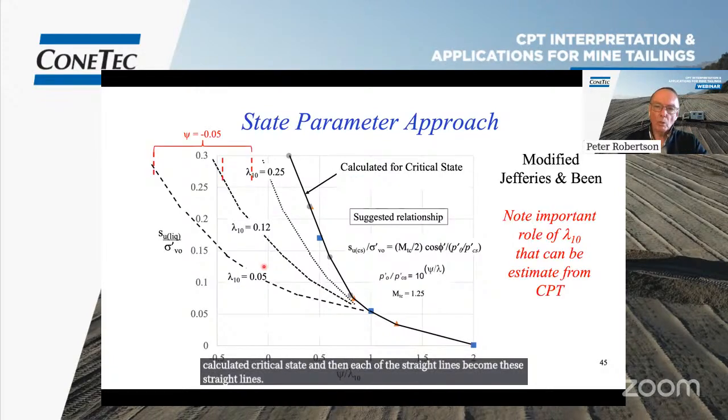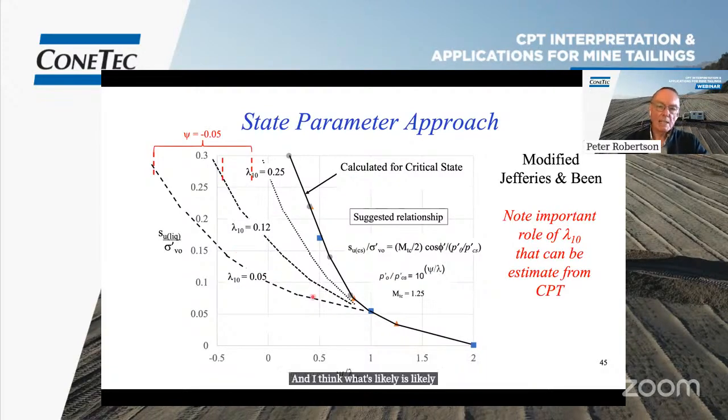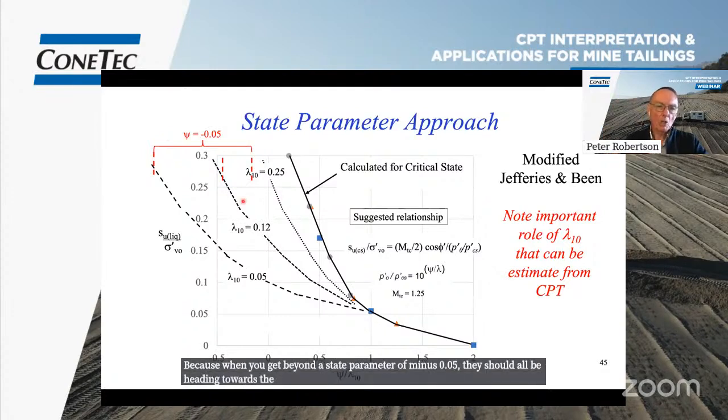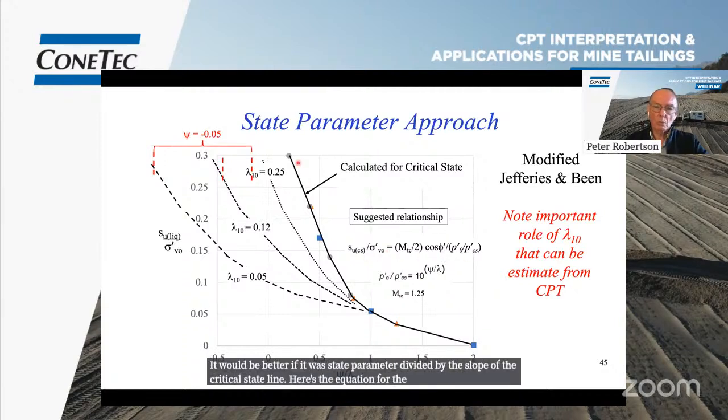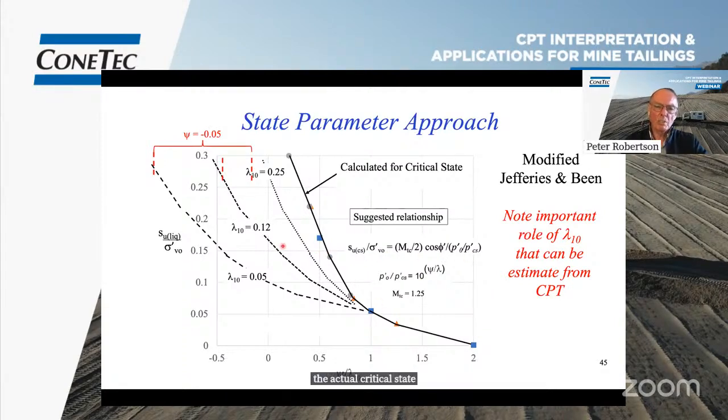And I think what's likely is ideally these straight lines should curve up, because when you get beyond a state parameter of minus 0.05, they should all be heading towards the drained strength. So by curving them up, they're going to the drained strength. So this is what I suggest the relationship should look like. It would be better if it was state parameter divided by the slope of the critical state line. Here's the equation for the actual critical state line, and then each of the dashed lines are informed by case history.